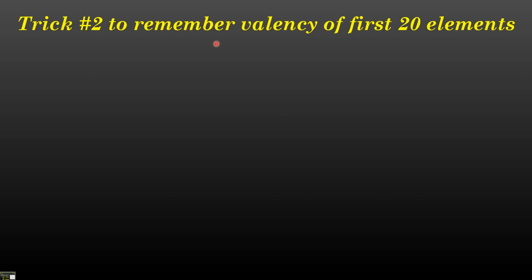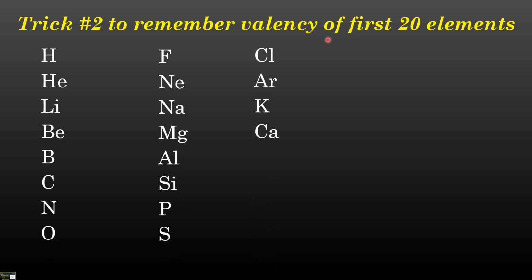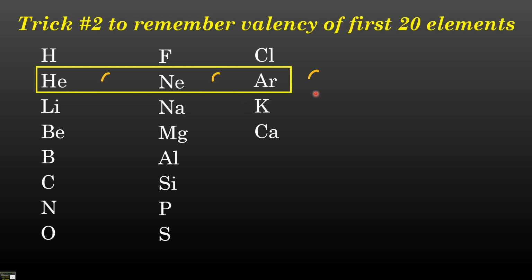Trick number 2 to remember valency. First, what you have to do is write them in list form, like this: the first 20 elements in order. Then for all the noble gases, you write valency 0. Then start with hydrogen 1. Whenever you come to 0, again start with 1.